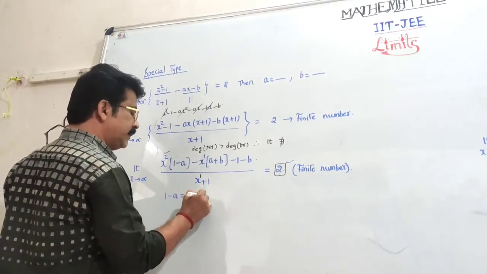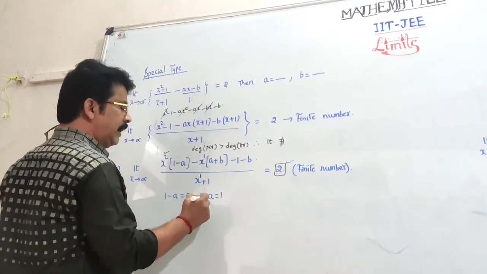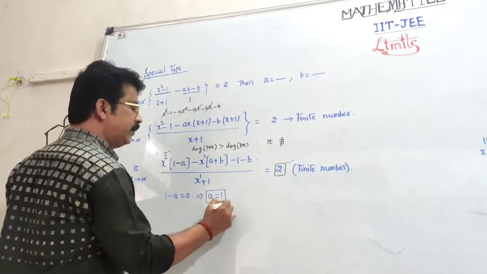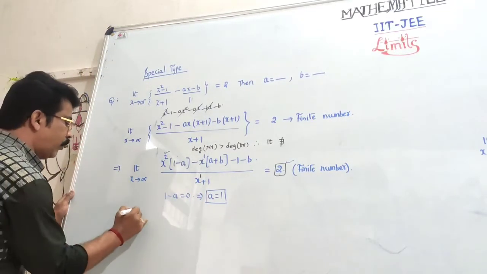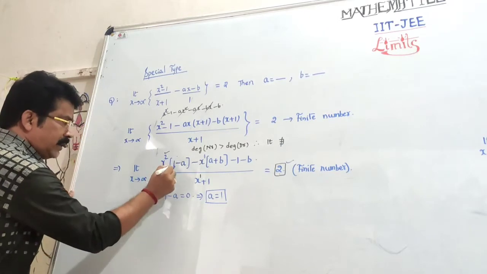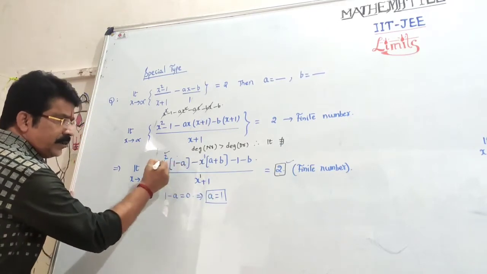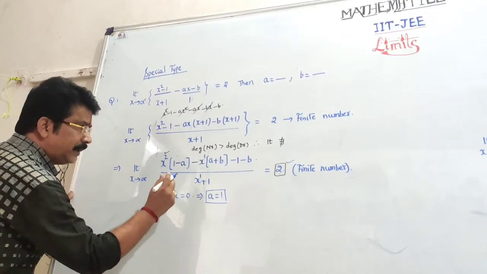It must be equal to 0. Hence a is equal to 1. Okay, out of two values we got one value. So therefore, putting a equal to 1, 1 minus 1 is 0, so the x square cancelled.